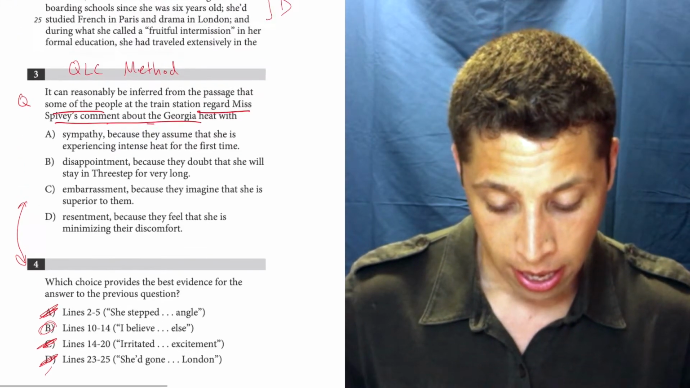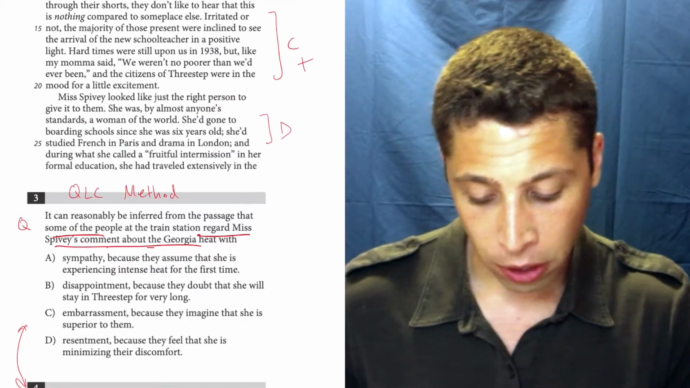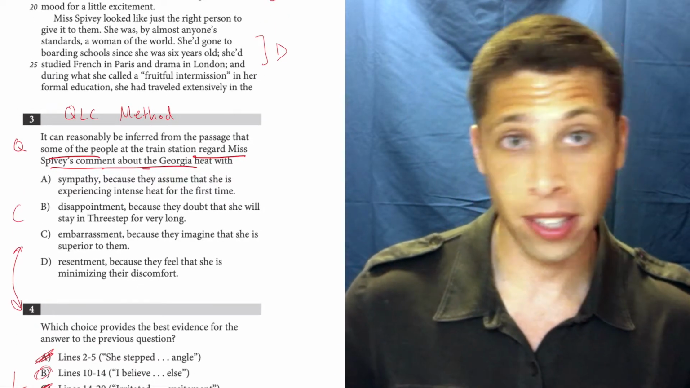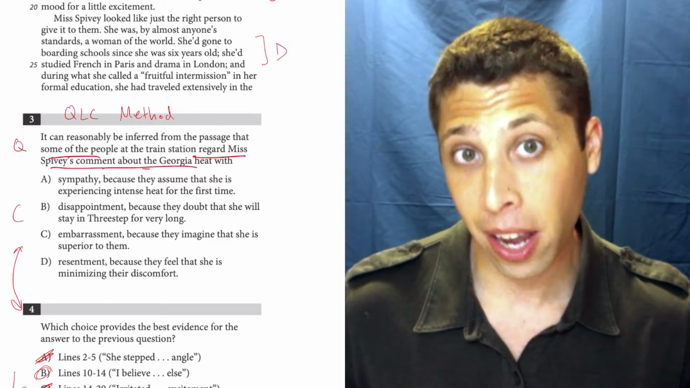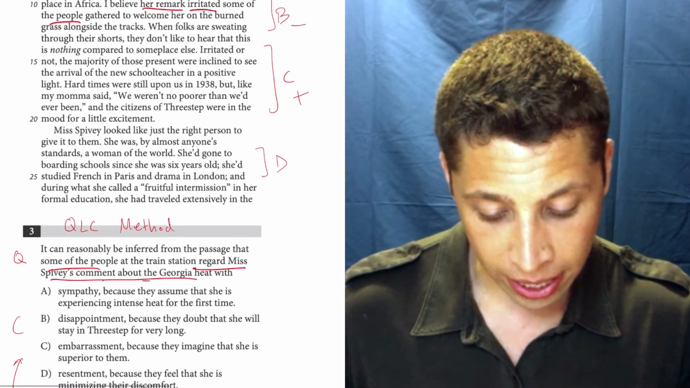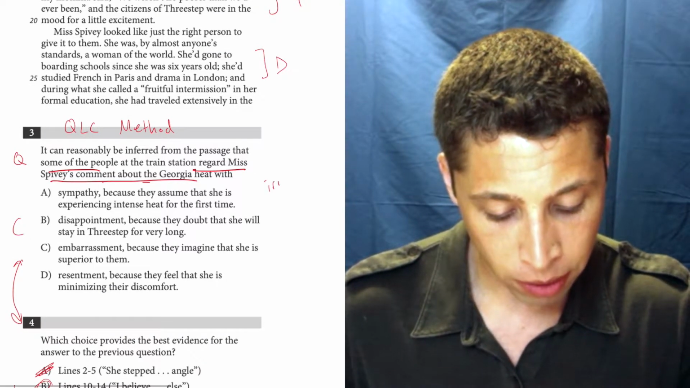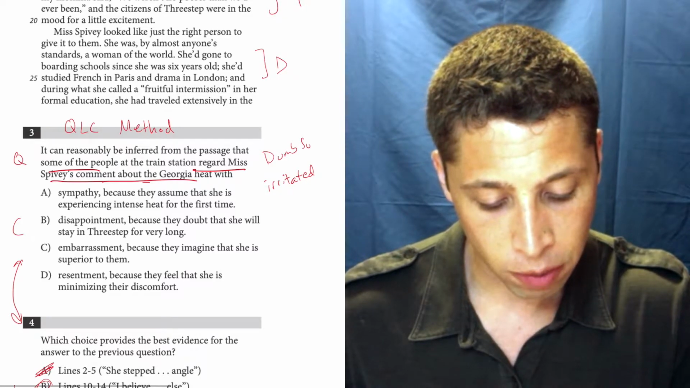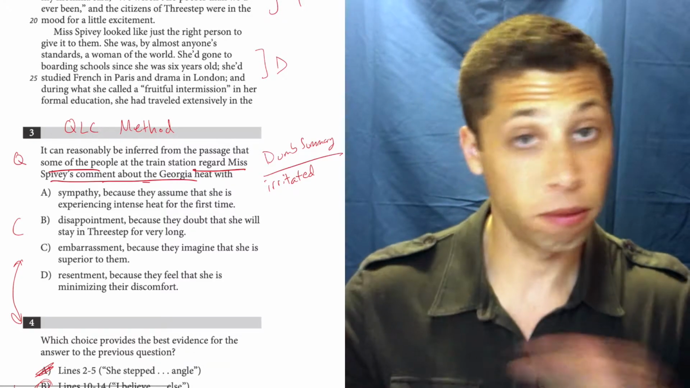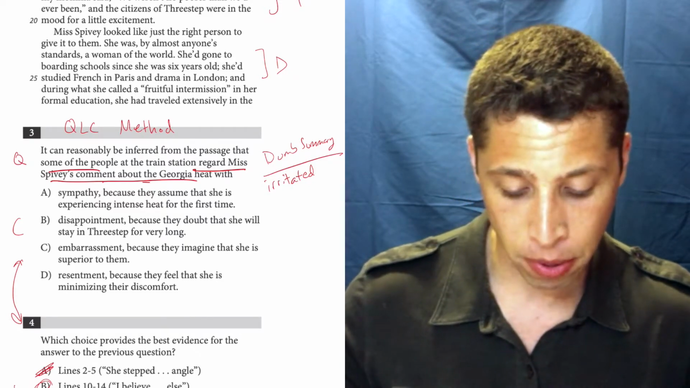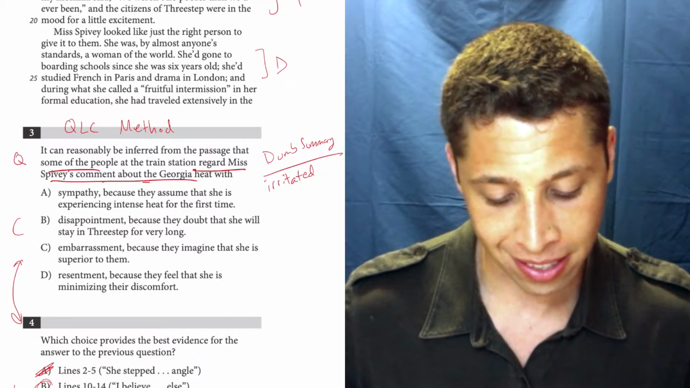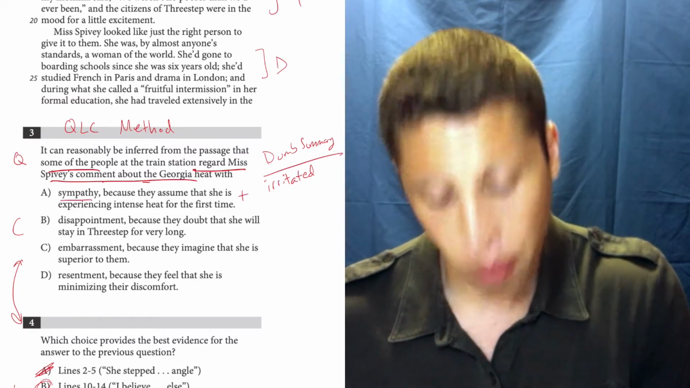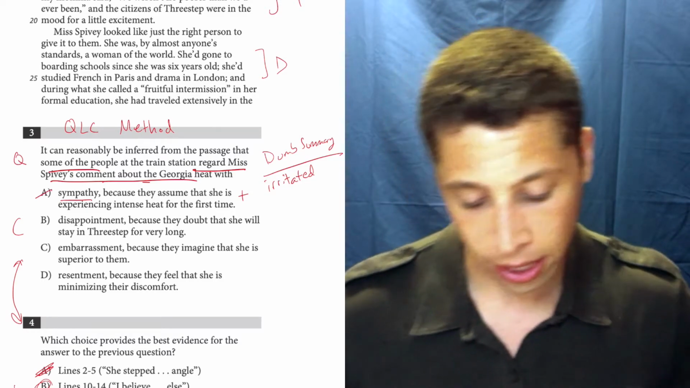So, okay, great. Now we go back to the choices. So we did the Q as the question, then we went to L, the line references, and now we go to the choices to make sure we find something that matches our line reference. So we know it's negative. They said it irritated her, so we might write that as our dumb summary here, just to make sure we don't lose track of what we need to focus on. So let's look at this. A says sympathy because they assume that she is experiencing intense heat for the first time. Well, sympathy is a positive connotation word, but we clearly are looking for a negative word, something like irritated.